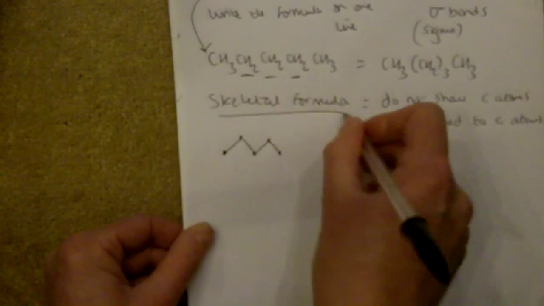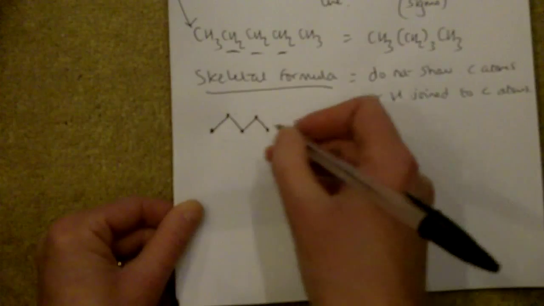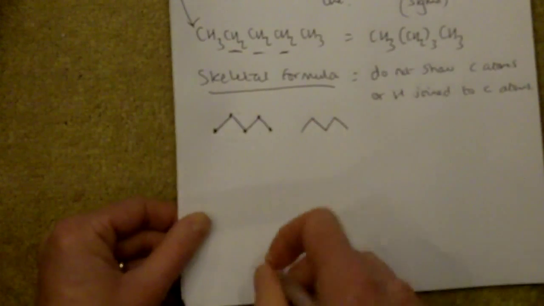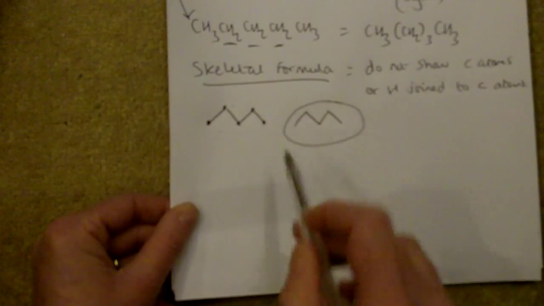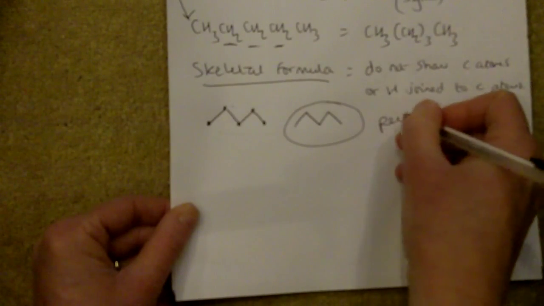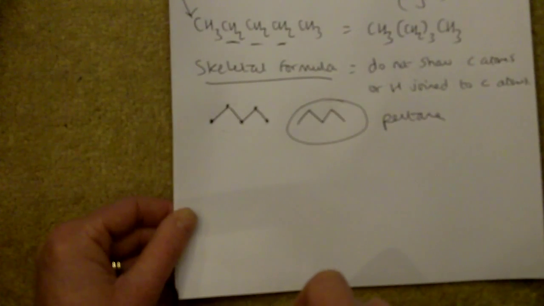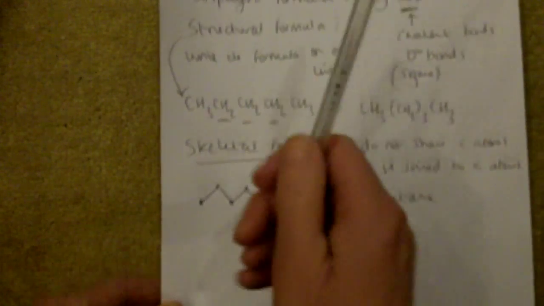Now when you're doing skeletal formula, you don't show the dots, you just go like that, a zigzag. And anybody seeing that knows straight away that that is pentane. Okay, pentane. And that's a skeletal formula. Okay, right, back to pentane.